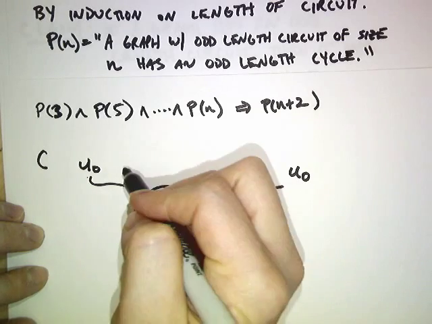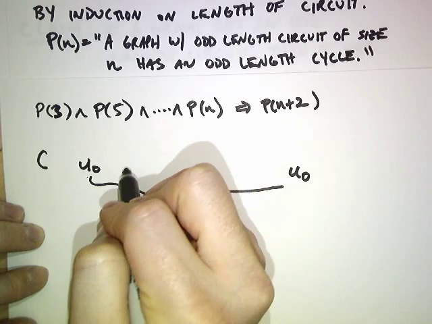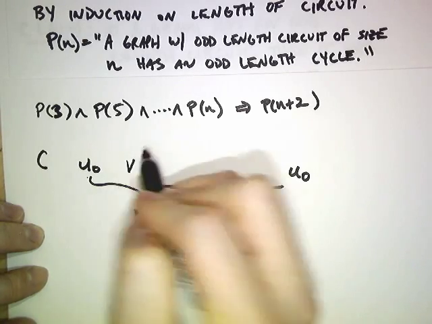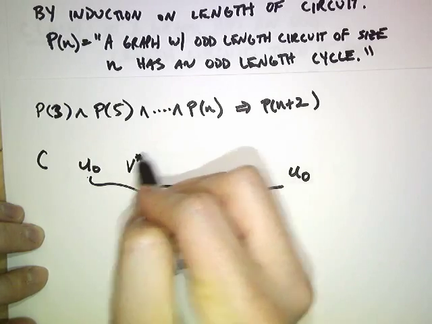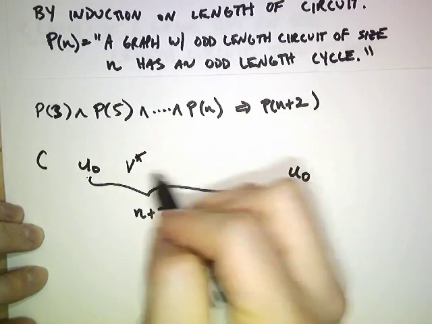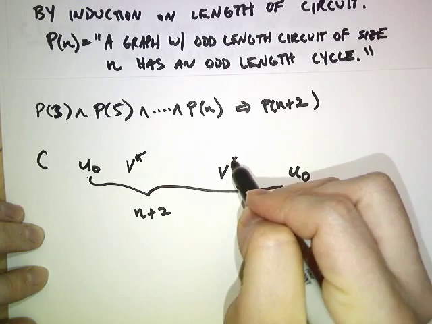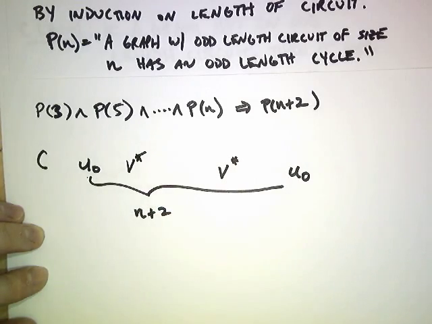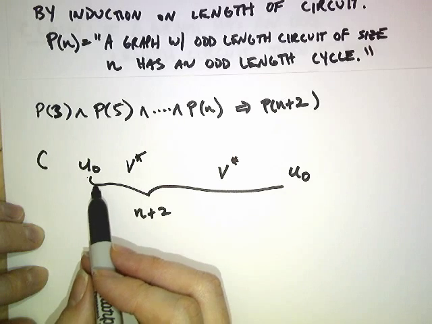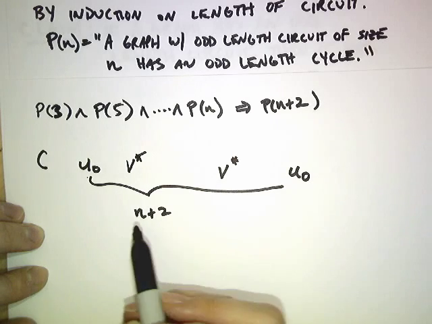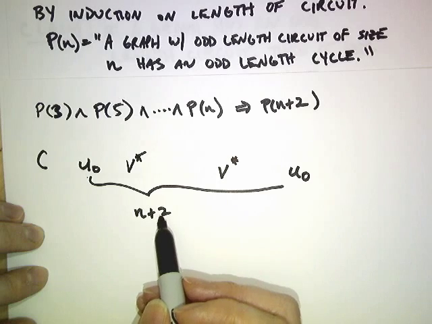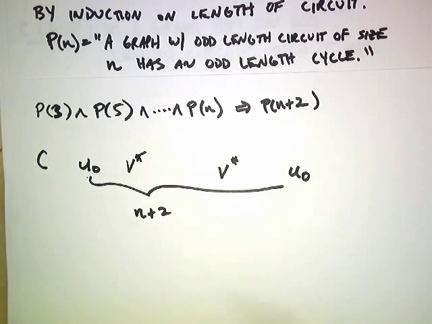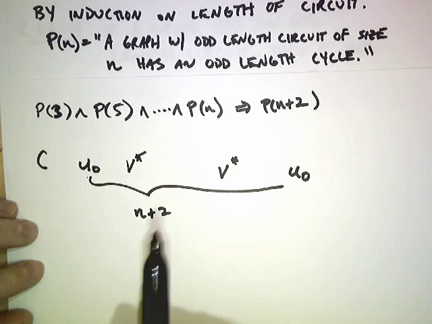Now the other case is that we see a vertex repeated as we move from u0 to u0. Let's call it vertex v star, sitting here. And then we keep moving on this circuit and we see another vertex v star. So what do we do in this case? We have a circuit of odd length n plus 2, and we need to prove that there's some odd length cycle in the graph somewhere.